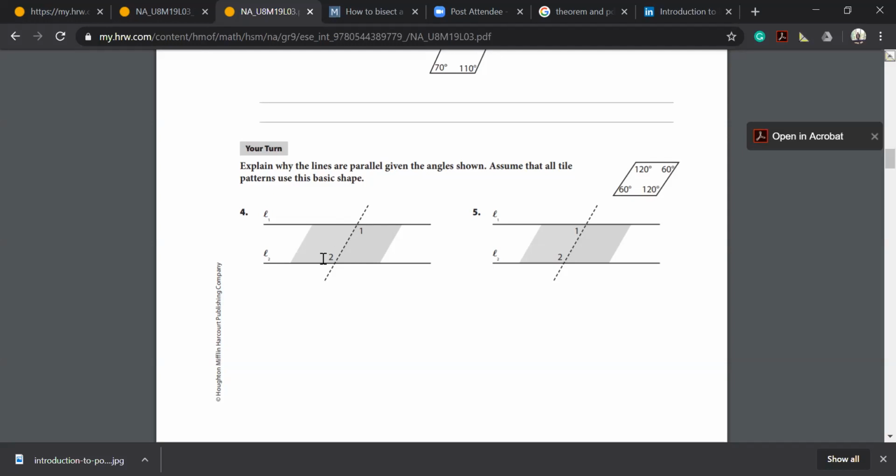So they are alternate what? They are alternate interior. They are forming a Z. It's a flipped Z, but it's a Z. They are alternate, they are opposite to each other, and they are inside the lines, so they are alternate interior. So we proved that 2 angles in the place of alternate interior angles are congruent.